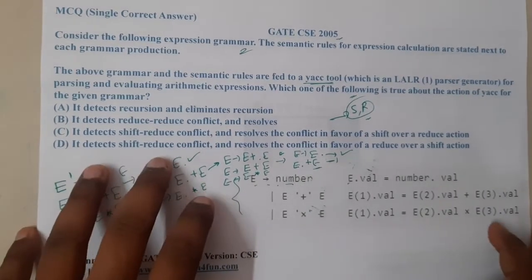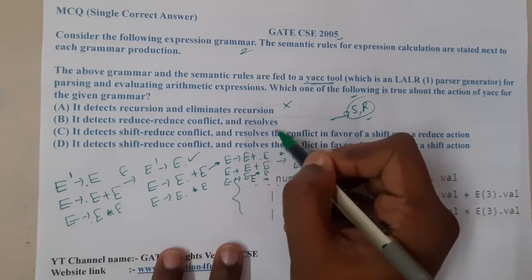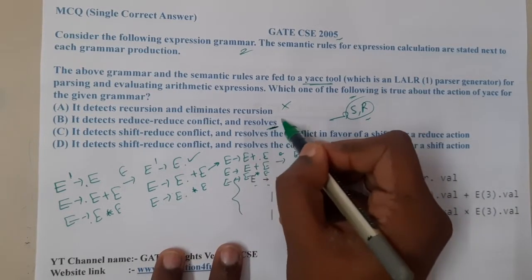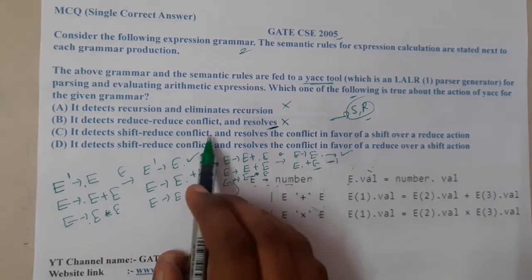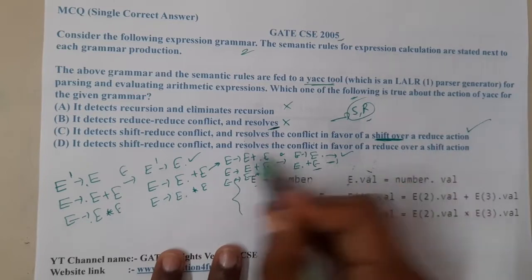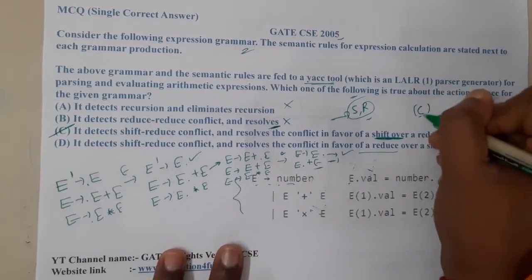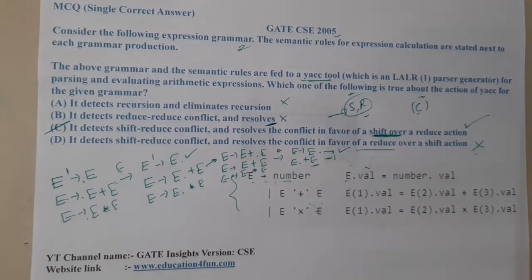Now let us read the options. It detects a recursion. No, that's really bad. And resolves it. How it is going to resolve is the main thing. It detects a shift reduce conflict and resolves the conflict in favor of shift. That's what I told you. So option C is correct. This one is in reduce order, so that's wrong. Option C is the most appropriate correct answer.